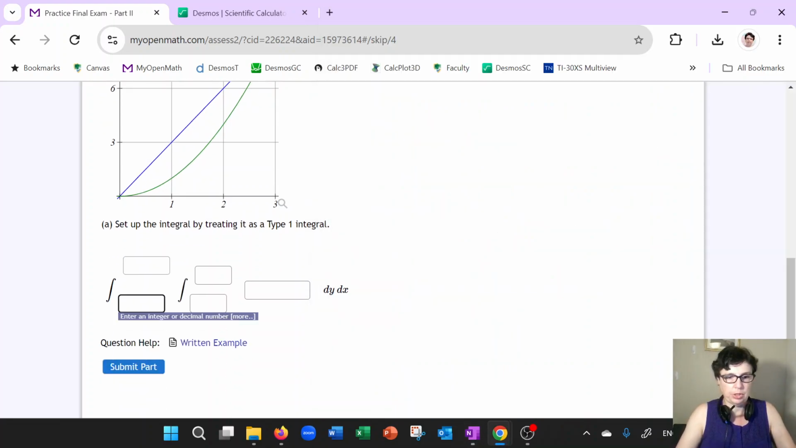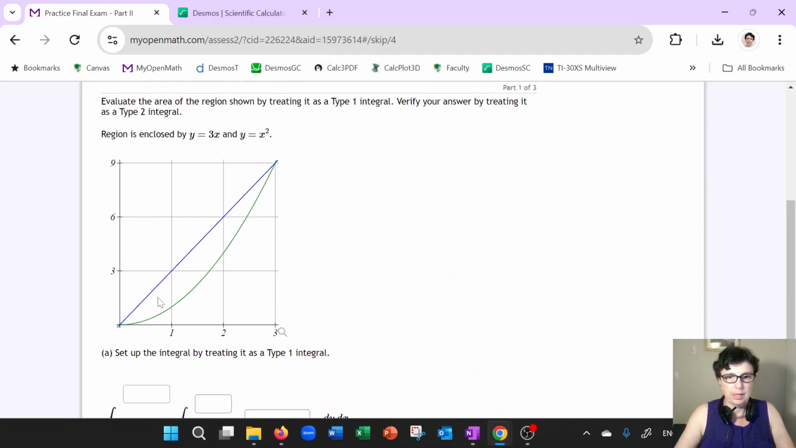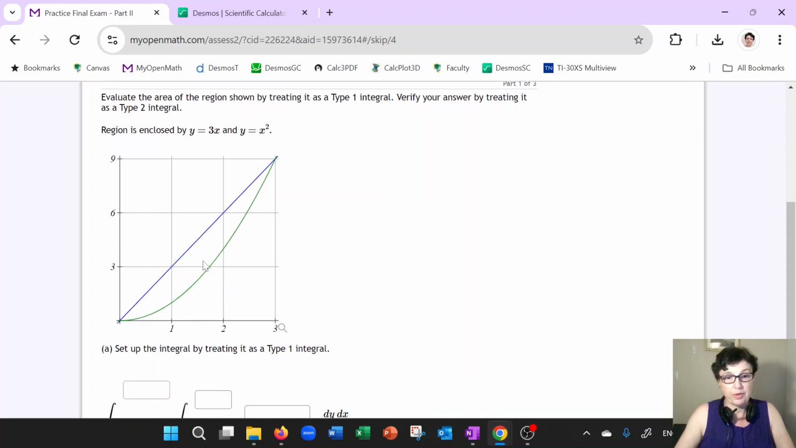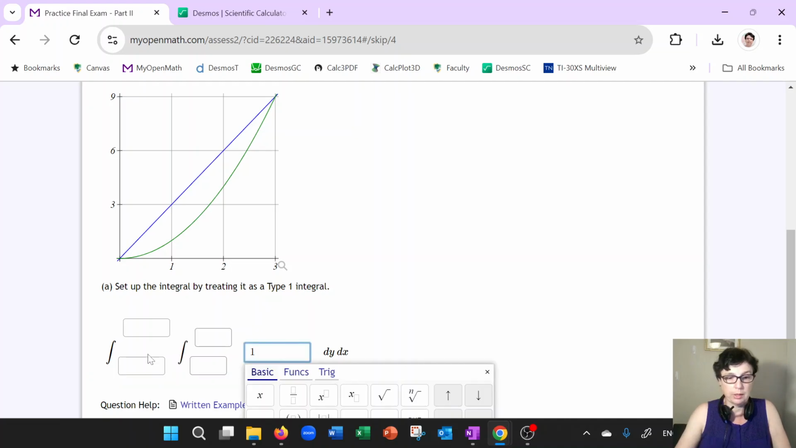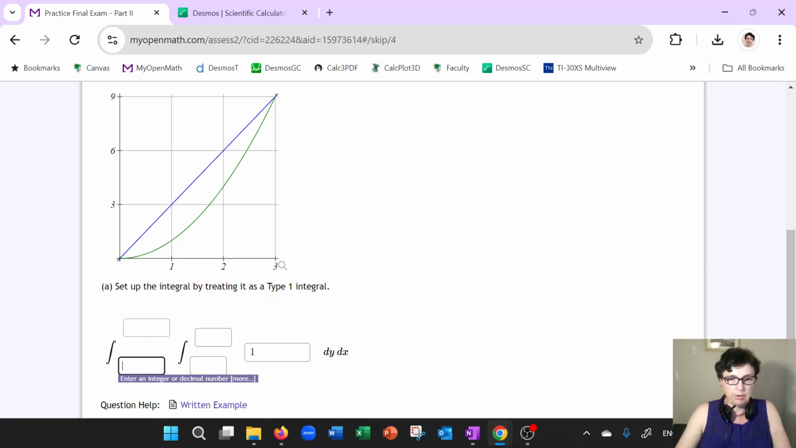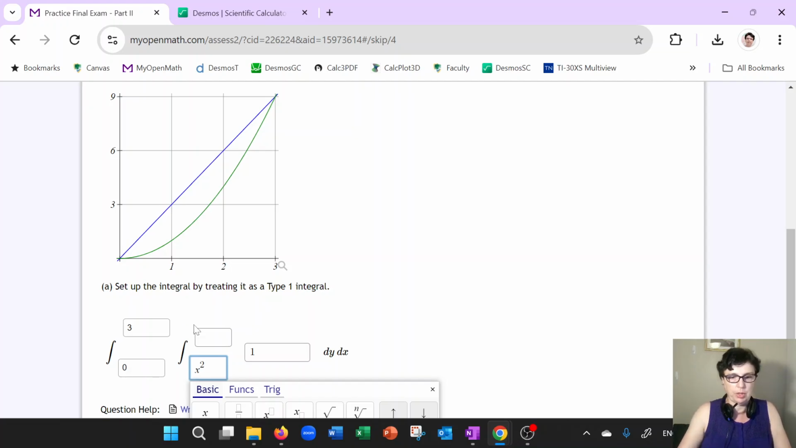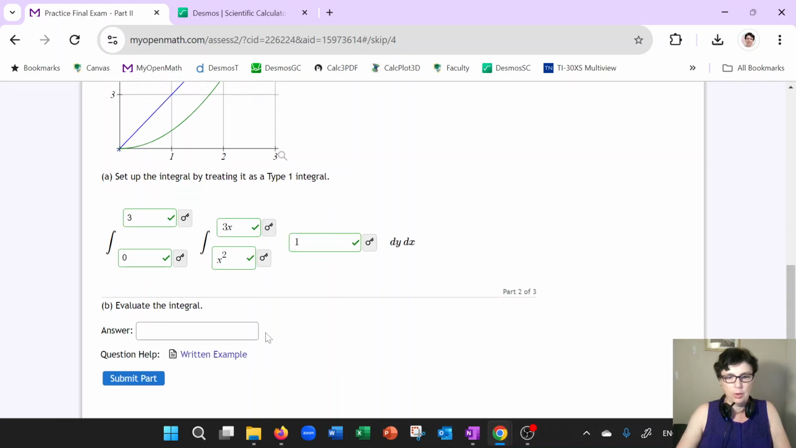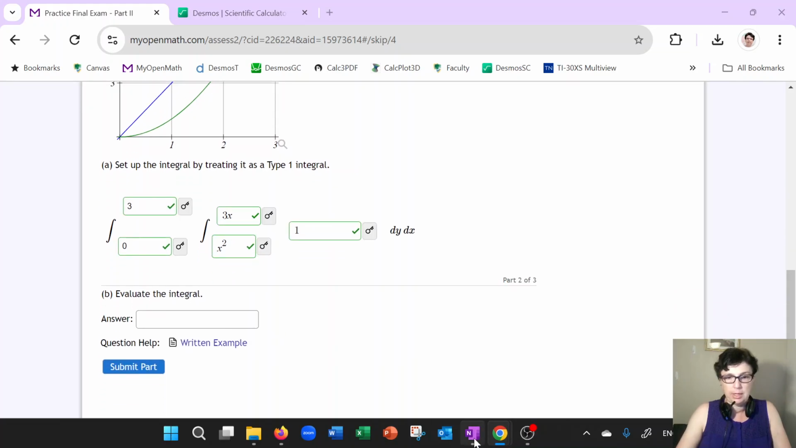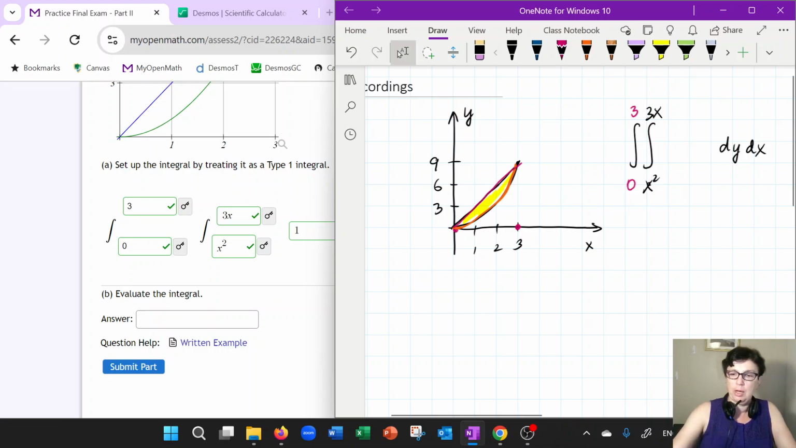So let's just go ahead and do that. And it looks like they want you to find the area of the region. So with double integrals, when you do an area, the interpretation is that you're just going to be integrating 1. Okay, and that'll give you the area of the region. So this goes from 0 to 3. And then this goes from x squared, which was on the bottom, to 3x, which was on the top. Okay, now evaluating the integral, we're going to do that.